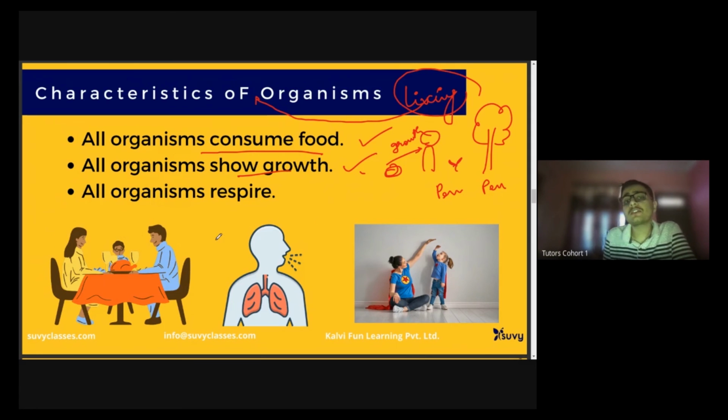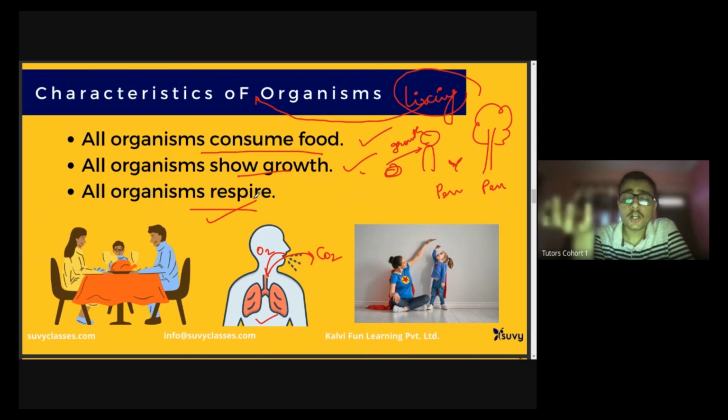All organisms respire. Do you respire? Do you have lungs? Yes, you do have lungs. You take in oxygen and you give out carbon dioxide, right? So that is the respiration process, and all living organisms go through the respiration process, be it animals, be it plants. Plants also respire. Okay.